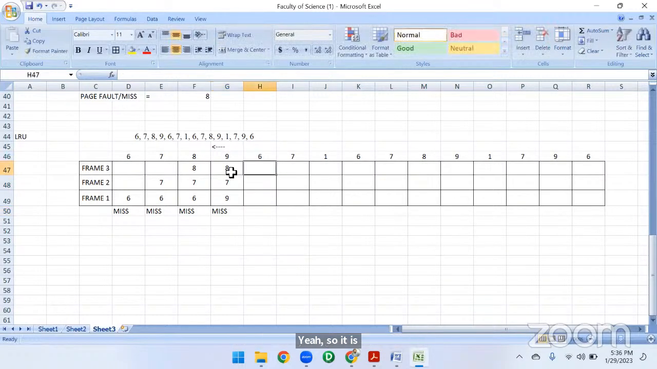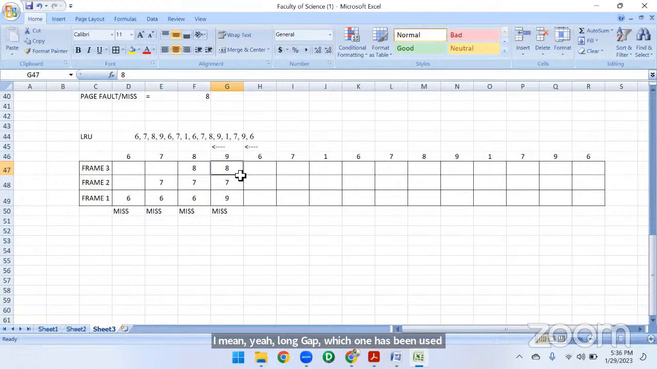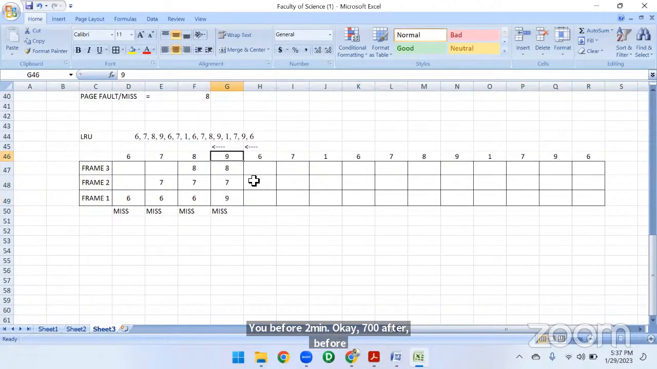Now when 6 comes into the memory, 6 will check; it is not available. Which method, sir? LRU. Yeah, I'm saying about LRU. Right. When 6 comes into the memory, it will check which has been used the least. Least is nothing but a long gap. Which one has been used, check that, and with that it is going to be replaced. So here 8 was used 2 periods before. 7 was before 3. 9 is immediate. So it is replacing with 7.